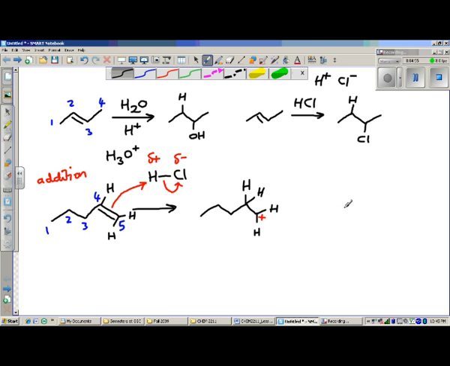Now what if the other possibility had happened? And what if that hydrogen had actually gone on carbon number 5? So in other words, what if that carbon had 3 hydrogens now on it, and the carbon 4 had its 1 original hydrogen on it, and the carbocation, the positively charged carbon, would then be on carbon number 4.